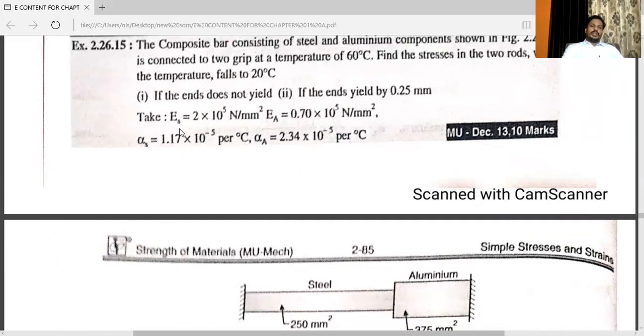Young's modulus of steel is given. Young's modulus of aluminum is given. Young's modulus for steel is 2 into 10 raised to 5 Newton per mm square. For aluminum, it is 0.70 into 10 raised to 5 Newton per mm square. Alpha of steel is equal to 1.17 into 10 raised to minus 5 per degree Celsius. And alpha of aluminum is equal to 2.34 into 10 raised to minus 5 per degree Celsius. This problem is for 10 marks.